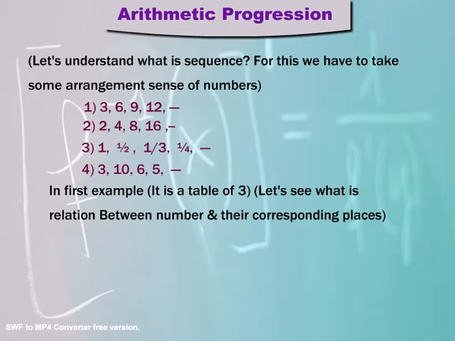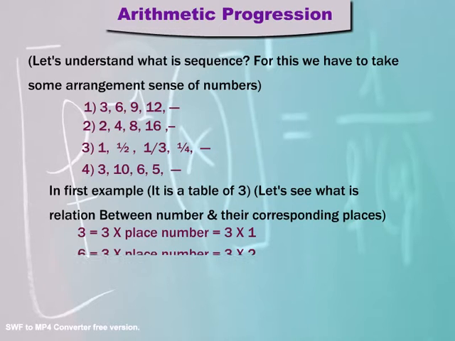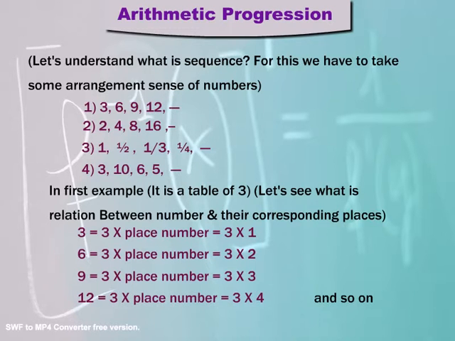In the first example, which is a table of 3, let us see what the relation is between the numbers and their corresponding places. 3 equals 3 into place number equals 3 into 1. 6 equals 3 into 2. 9 equals 3 into 3. 12 equals 3 into 4, and so on. Therefore, the number in the nth place will be 3 into n.